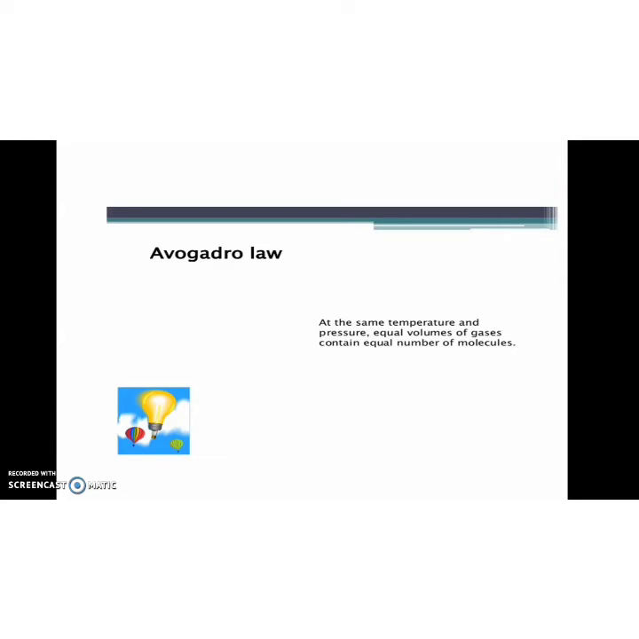Next is the very important law, Avogadro's law. Avogadro's law states that at the same temperature and pressure, equal volumes of gases contain an equal number of molecules. We already studied the Avogadro number, which is the particular number indicating the number of atoms present in an element. So, at the same temperature and pressure, equal volumes of gases contain equal numbers of molecules. This is the law proposed by Avogadro.